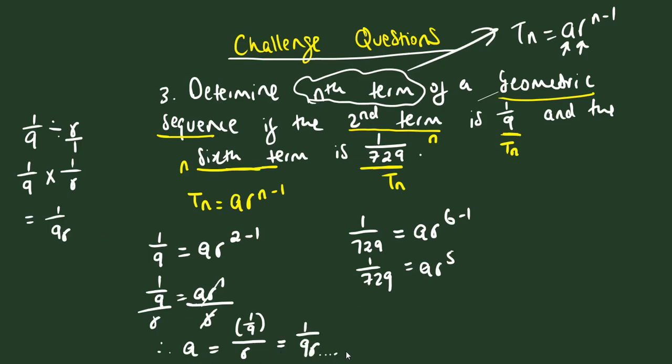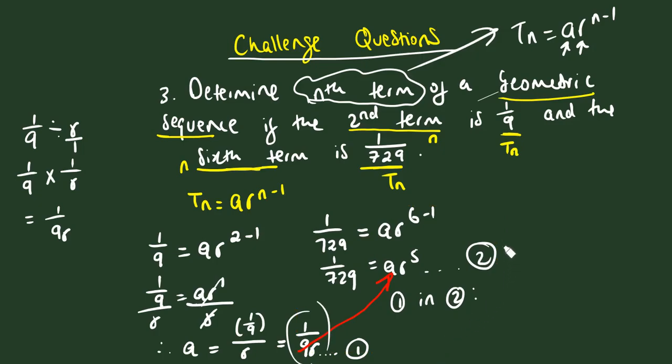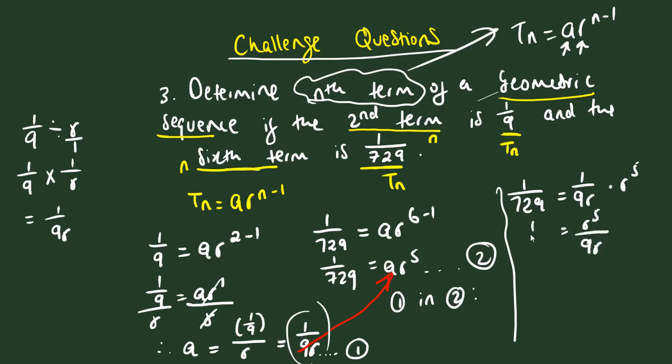And now that I have a, I can substitute my a into here. Usually you can call this equation 1, and this equation 2, and then say equation 1 in 2. So where you see a, you're going to put this. Allow me to move this so that we have space. Sorry, it's a bit messy. So now we say 1/729 is equal to, remember what is a? It's 1 over 9r. So we have 1 over 9r multiplied by r to the power of 5. Then you can take r up, and then you have r^5 over 9r, equals 1/729.